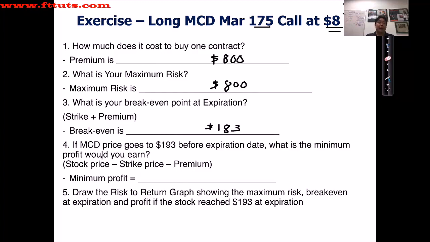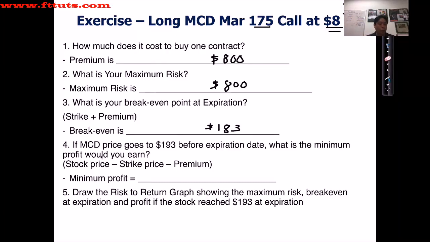Next, if McDonald's goes to 193 by the expiration date, what's the minimum profit you will earn? So how much would you make if it goes to 193? Remember, if you buy a call option, you have the right to buy the shares at 175. You have the right, but it's now at 193. So theoretically, you could buy at 175 and sell at 193. Correct? So what's the intrinsic value of the call?